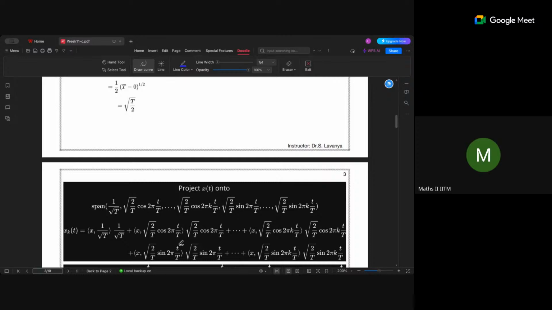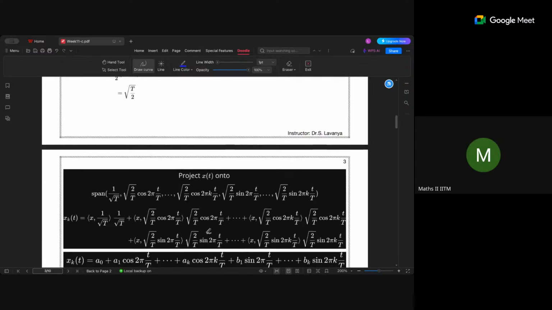Okay. So now you see that applying the projection formula, you will get this term. Inner product of x comma 1 by root 2 root T into 1 by root T, and inner product of x comma square root of 2 by T cos 2 pi t by T, and so on. Okay, so this is the projection of x of t onto this particular space, and for this space you can see that this is an orthonormal basis. So for an orthonormal basis, what are the things you need? The inner product should be 0 for any two distinct terms, and each of them should have norm 1, right?